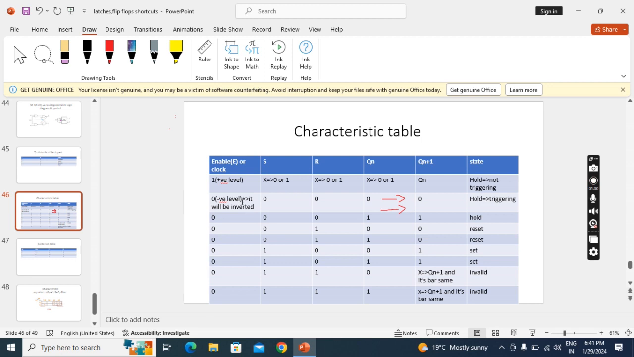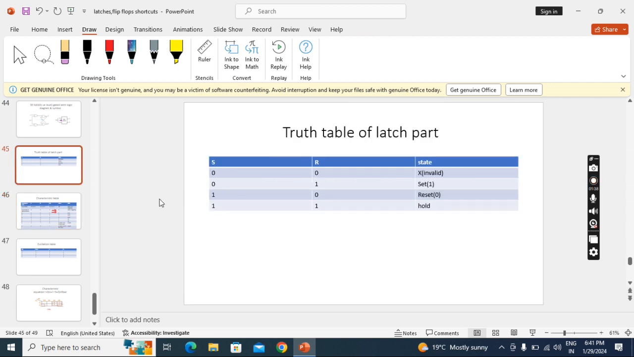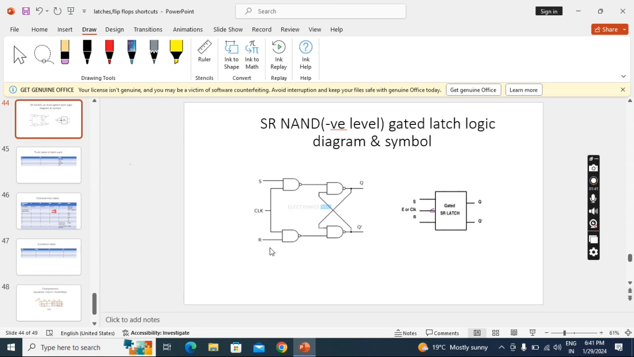But this 0 is becoming inverted. Suppose I apply SR 0 0, we'll see one condition. Here applying 0 0 and the clock is 0. This will become inverted, ultimately it will become 1 1. So it is becoming same as positive level only, right?